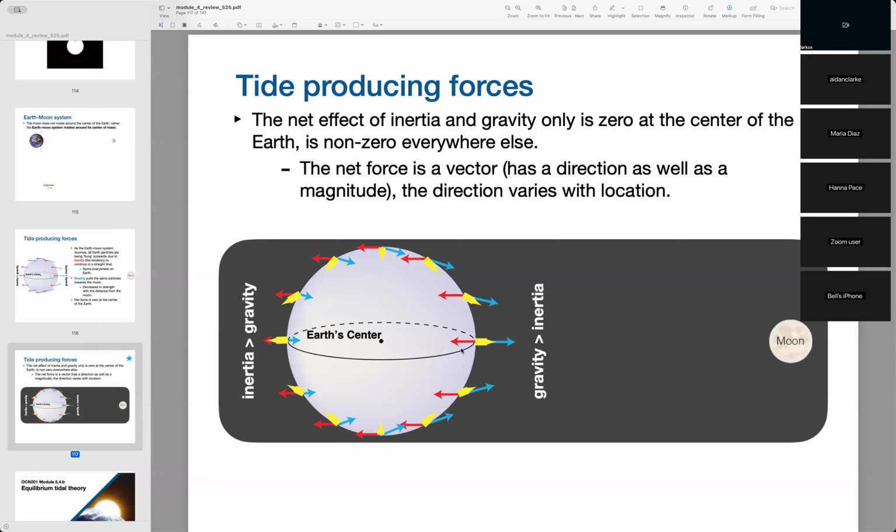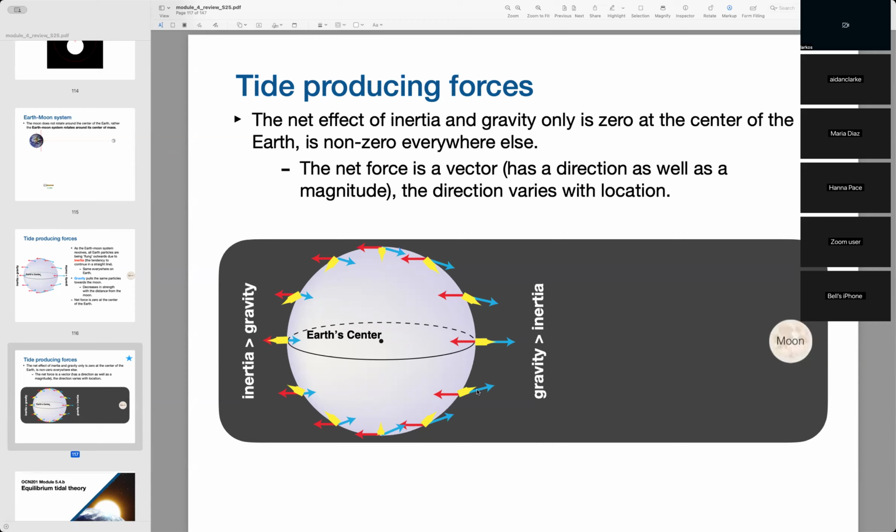As I said, the inertial forces are the same everywhere on the Earth, but the gravitational attraction is stronger when we are closer to the moon, and it's weaker for these points that are further away from the moon. If you add up these two forces, you get a residual force, which on the face towards the moon goes towards the moon, and on the opposite side of the Earth faces away from the moon. And the most important thing, it has a horizontal component away from this point, but it's exactly perpendicular to the surface of the Earth.